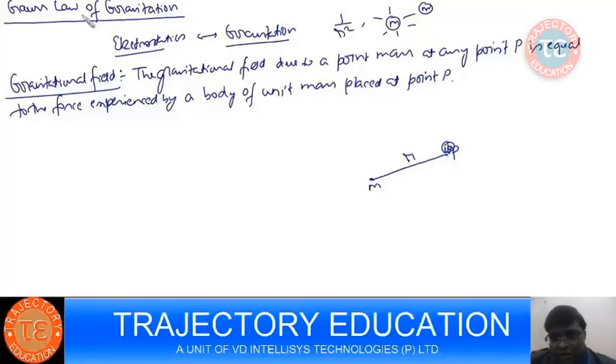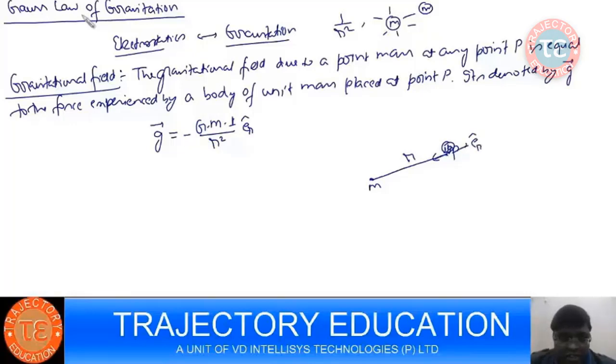So what is the force acting on the unit mass over here? It's denoted by g. So g is the force which is experienced by 1 kg of mass placed over here. That is equal to minus Gm into 1 upon r square r-hat, and I have to put the minus sign because the force will always be radially inward. Your r-hat is in the outward direction, and this gravitational force acting on any body is towards the center, towards this mass. So the gravitational field g produced by a point mass of mass m at any point P, which is at distance r from the point mass, is given by this.